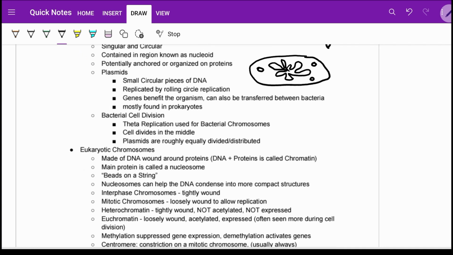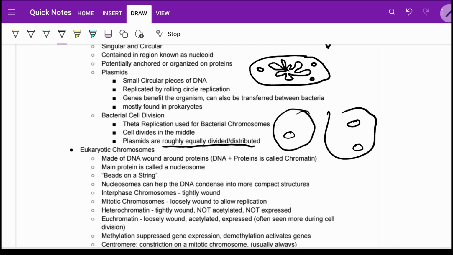For bacterial cell division, we use theta replication for bacterial chromosomes. It divides in the middle, and then the plasmids are roughly equally divided. So if we have this cell here, then we would say, oh, these two plasmids are over here, this plasmid's over here. That looks about equal with the amount of plasmids we have. Okay, split. So now this one will have two plasmids, and this one will have one plasmid, as well as the chromosome. So that's kind of how that works.